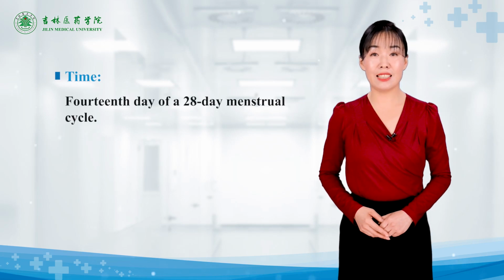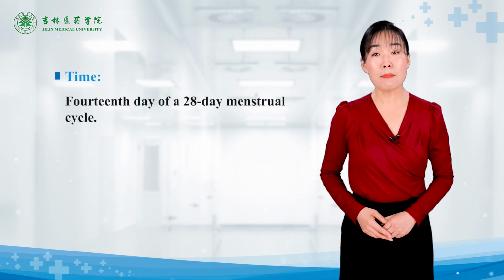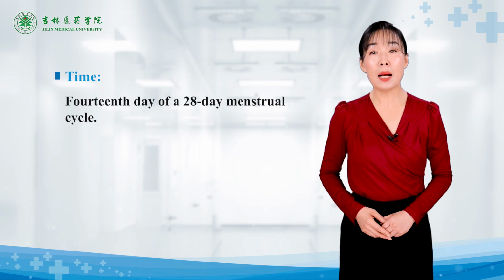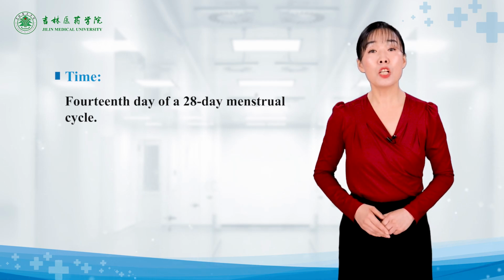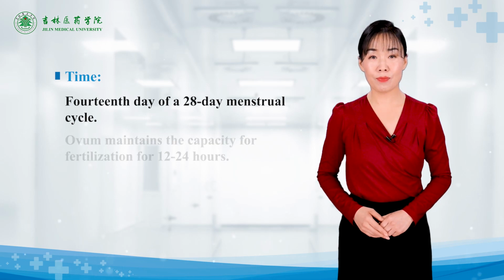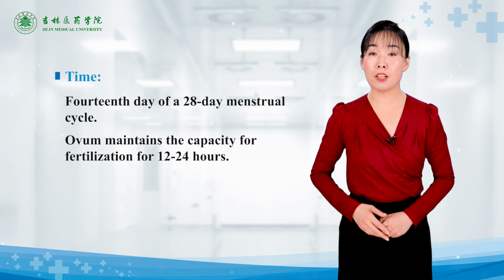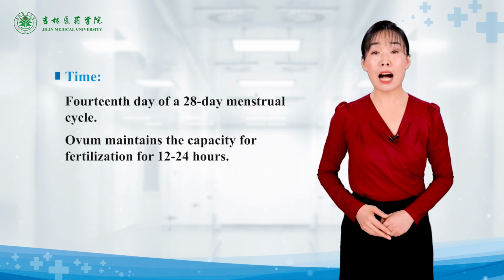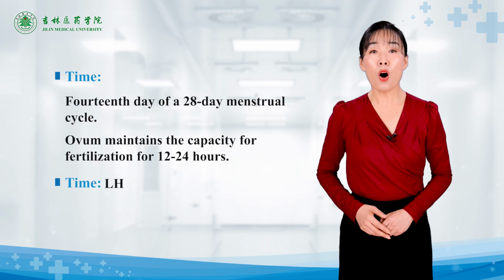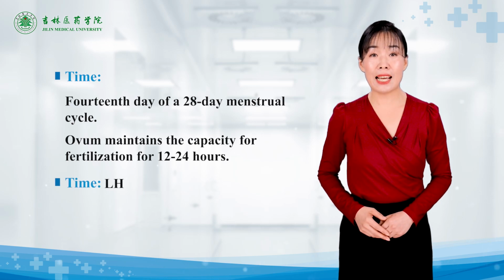Ovulation takes place in approximately the middle of the menstrual cycle, around the 14th day of a 28-day cycle. If fertilization does not happen within the first 24 hours after ovulation, the oocyte degenerates and is phagocytosed.